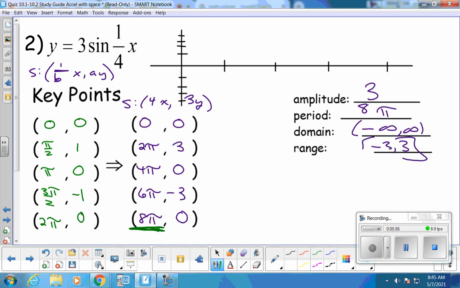Let me get my graph put up here. 0, 2 pi, 4 pi, 6 pi, 8 pi. 0, 0, 2 pi 3, 4 pi 0, 6 pi negative 3, and 8 pi 0.